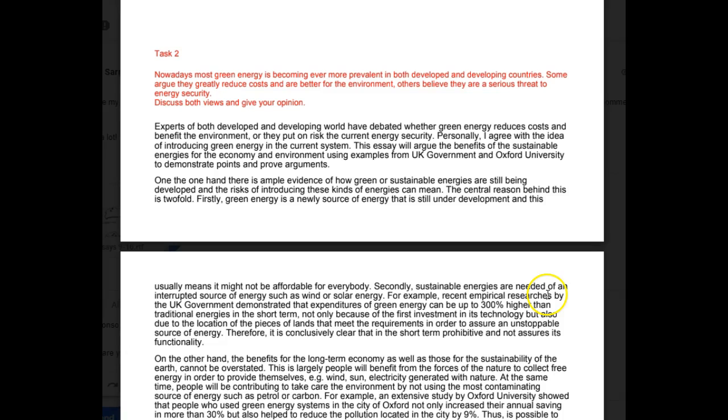"Secondly, sustainable energies are needed to be..." I can't fix it. No, I can't. I'm trying. This is like the fourth time I'm trying. Anyway, "of an interrupted source of energy such as wind or solar energy." It doesn't make sense. I'm sorry. Grammatically, I can't even try to fix it.